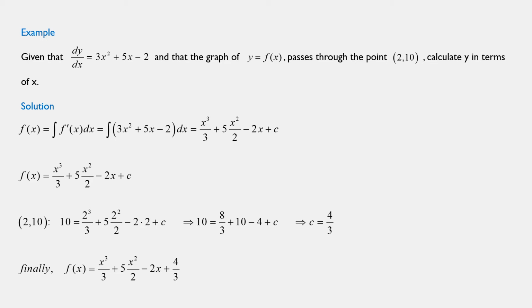So finally, f of x will be equal to x cubed over 3 plus 5 times x squared over 2 minus 2x plus 4 thirds. And that's the function I was looking for.